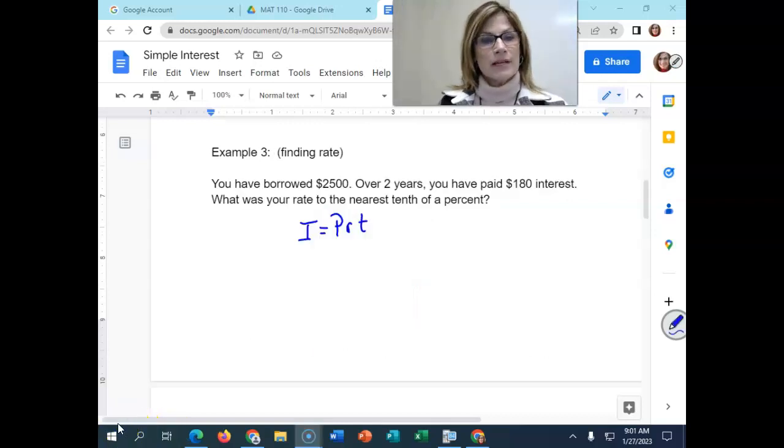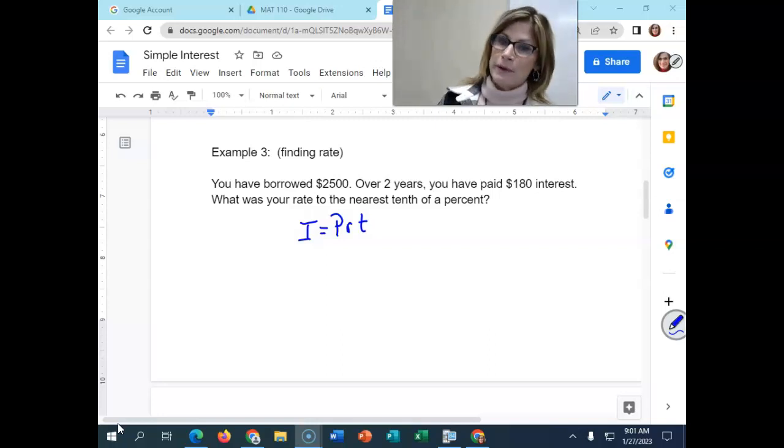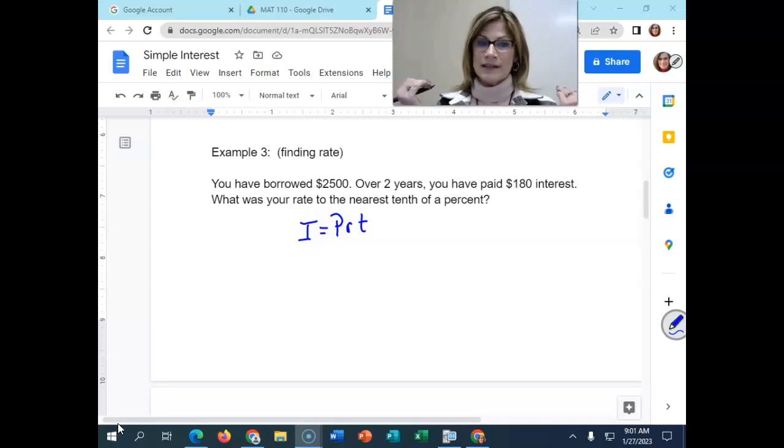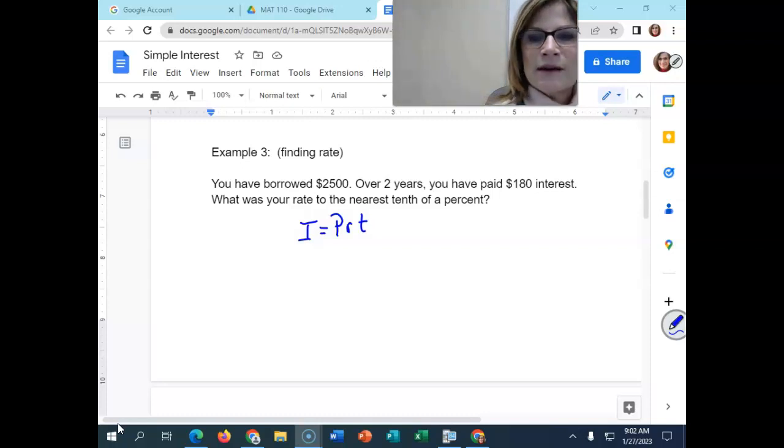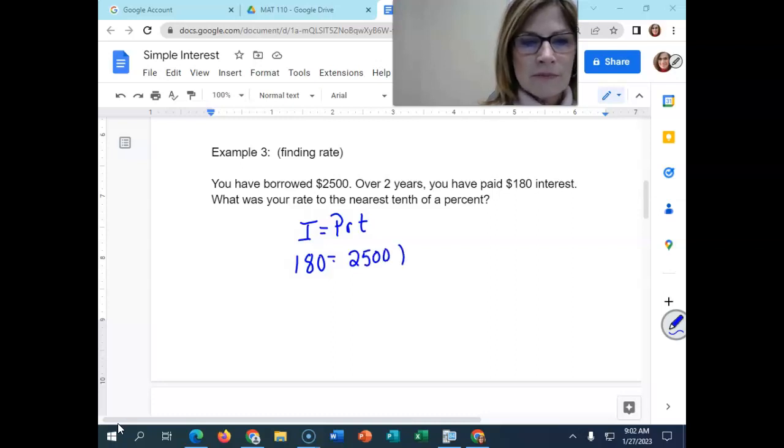Okay, so example 3, this time we know how much we borrowed, $2,500. We know how long we borrowed it, 2 years, and we know how much interest we paid back. But what you don't know is the rate. So you have 4 variables, and we're going to know 3 of the 4. So this time we know the interest, we know the principal, we don't know the rate, and we do know the time.